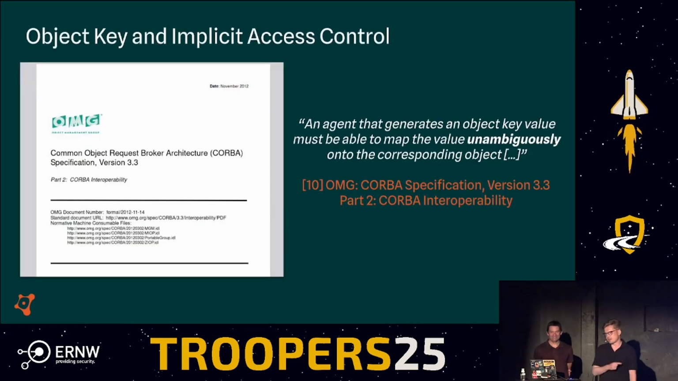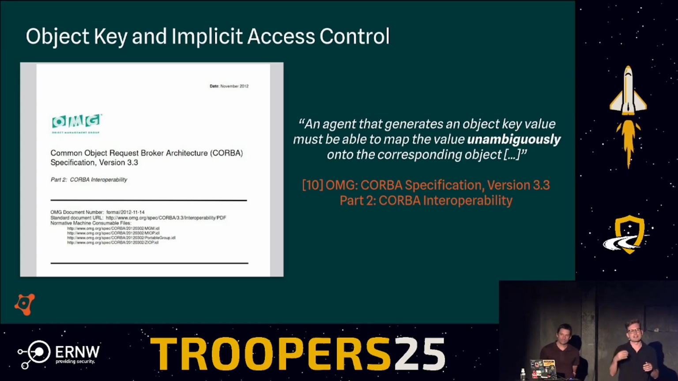But what's all that about the object key? What is it actually used for? So we went back to the standard, and the standard says that the object key is a value that uniquely identifies an object. For us, this was like an implicit access control. We somehow needed to get this key to also get access to the Corba manager object, right?